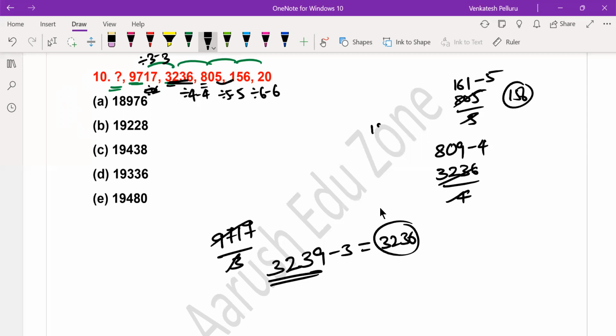If you want, you can check it. 156 by 6, 6 2s are 12, 6 6s are 36. So that is 26, and if you subtract 6, how much comes? 20. That is what they have given, right? So if you look at the logic, divided by 3, divided by 4, 5, 6. So initially what could have happened? It's divided by 2 minus 2.